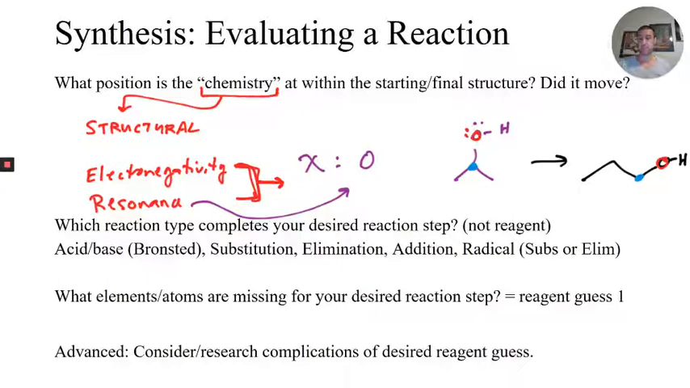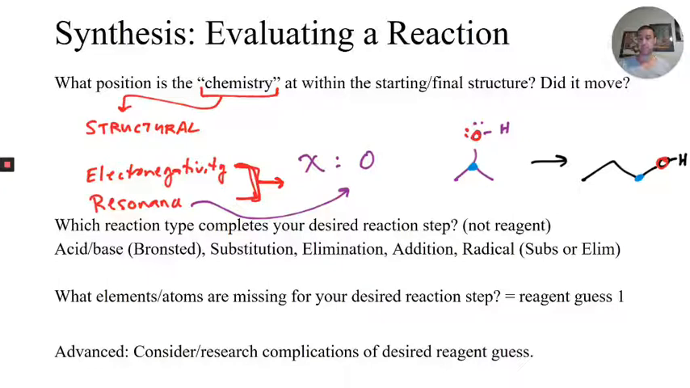if we can identify changes, and we can start to identify what types of reactions would be necessary to cause this to occur if the chemistry moved, which is why the next step of this question is which type of reaction completes that desired step. Okay? And again, we aren't looking at reagents yet. You're really just saying what reaction does that.